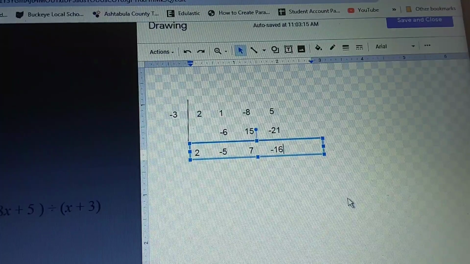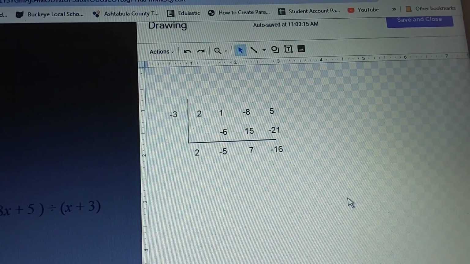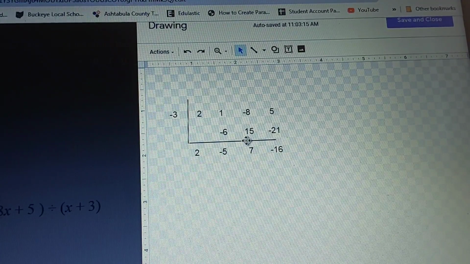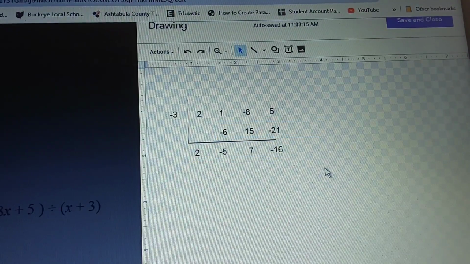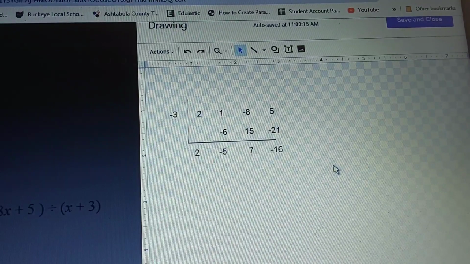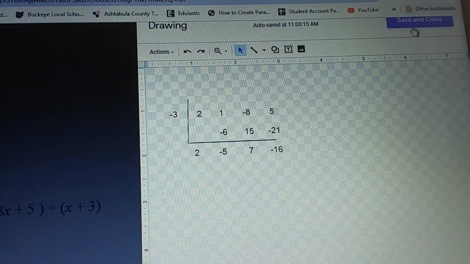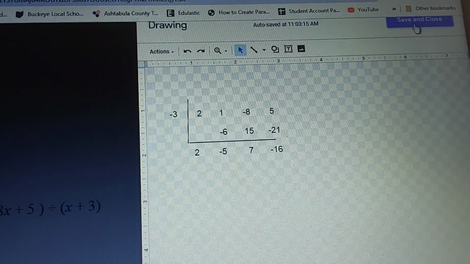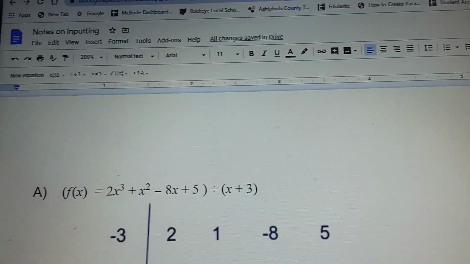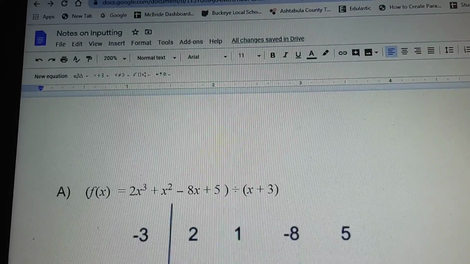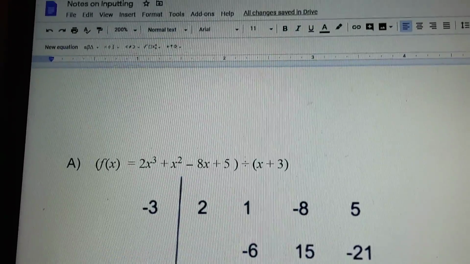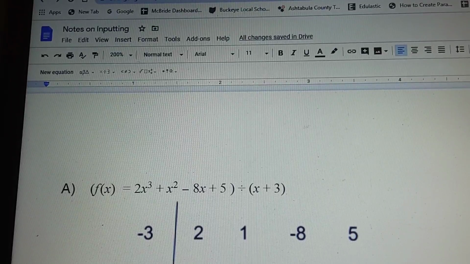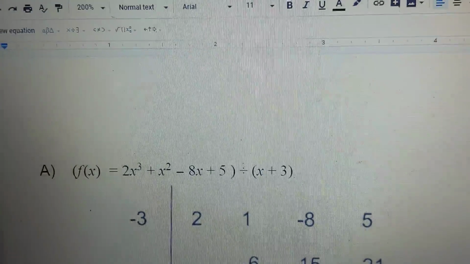Okay. Now that I have it looking the way I want, you can adjust things around. You can make this one longer. You can make the line longer. You can, whatever you have to do. Okay. Once you have it looking the way you want, and you believe that your numbers are correct, go up here and hit Save and Close. And now what will happen is that will show up right into your document.